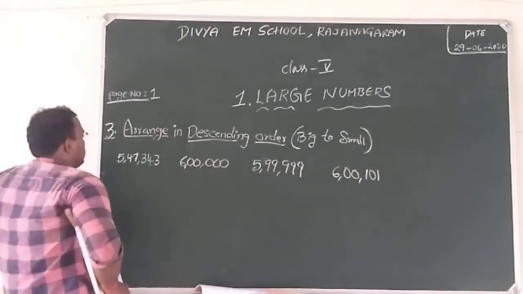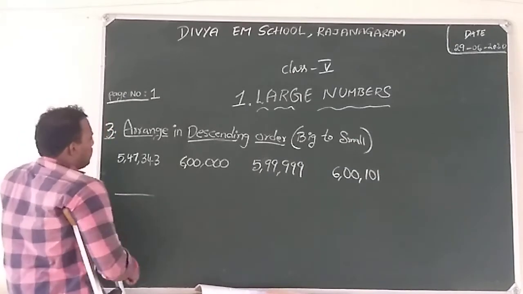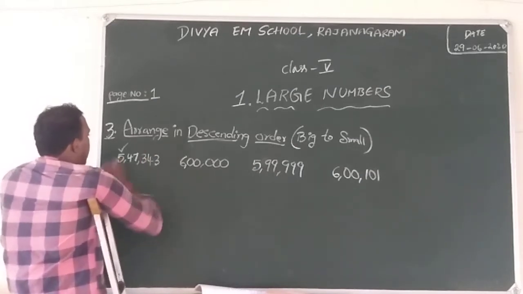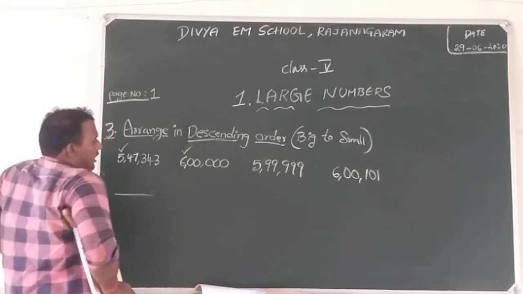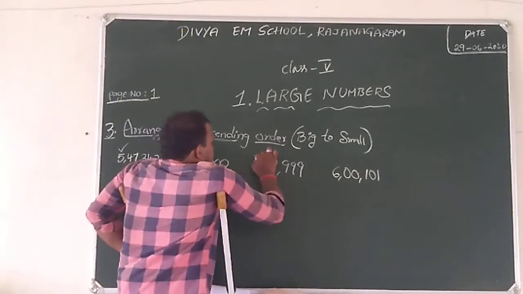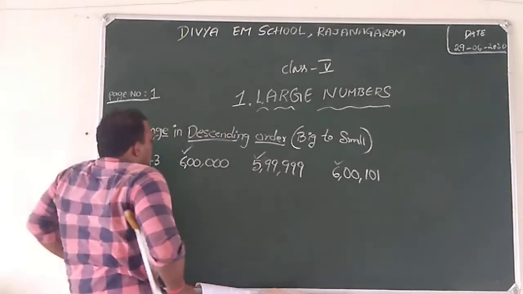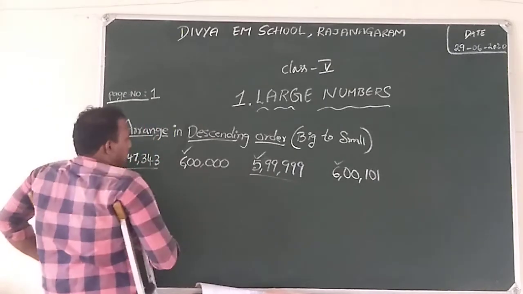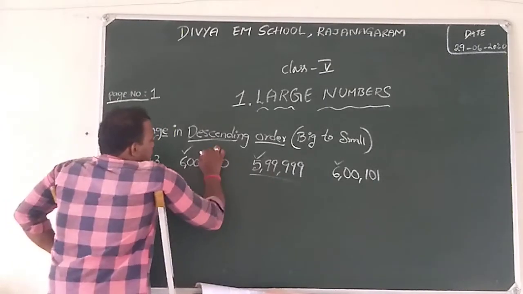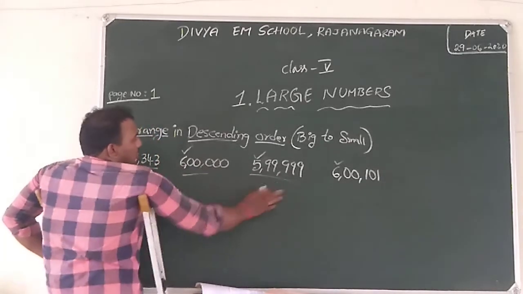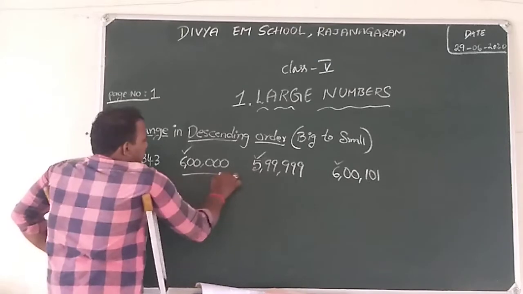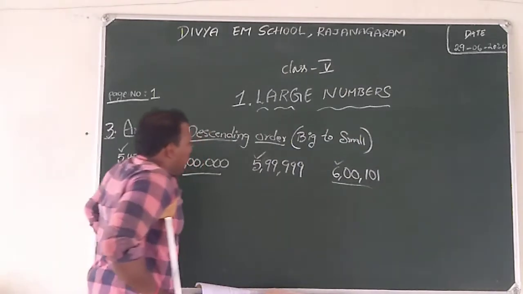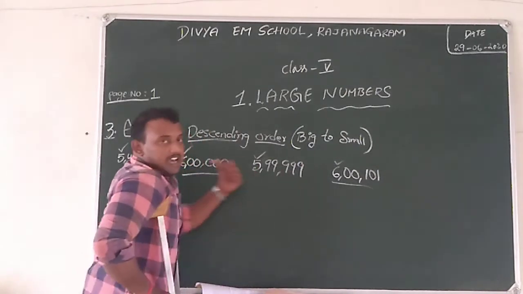Okay. So let's find out. To find out the biggest number, we need to compare the lakhs place. Here in lakhs place we are having 5 and 6, and 5 and 6. So when we compare 5 and 6, these two numbers are smaller, and these two numbers are big numbers. So we need to find out the big number. So the big numbers are 6 lakhs and 6,101,000. When we compare 6 and 6, these two are equal.